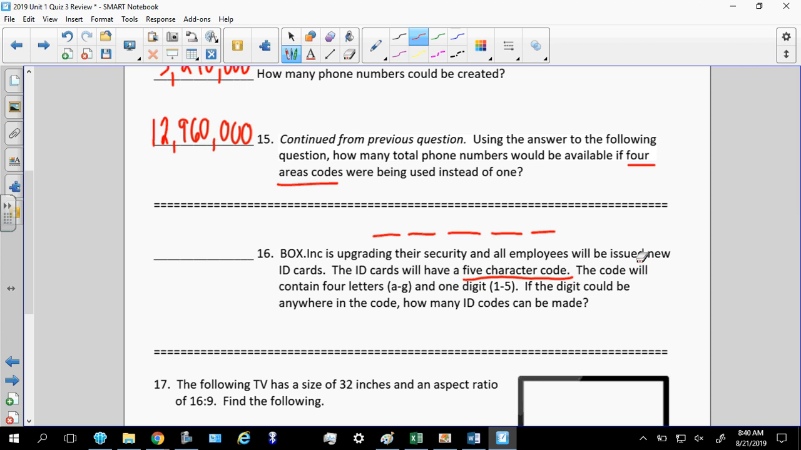The code will contain 4 letters, but notice the restriction: A through G. A, B, C, D, E, F, G. That's 7 possibilities. So 7, 7, 7, 7, and then 1 digit, 1 through 5, so 5 possibilities. Now, if the digit could be anywhere, hint, hint, anywhere, you're going to times it by 5 because there are 5 blanks. And you get 60,025 possibilities.